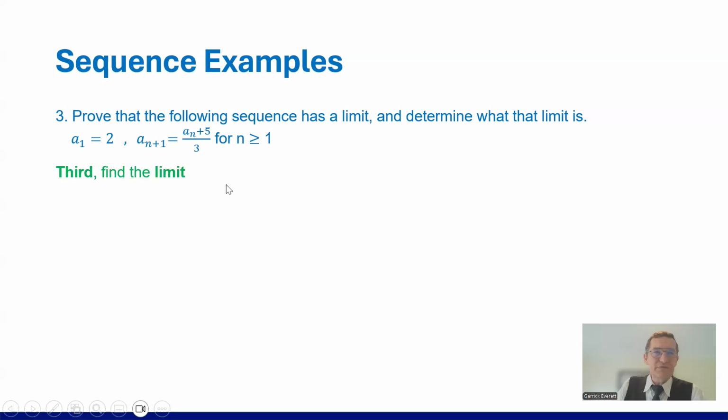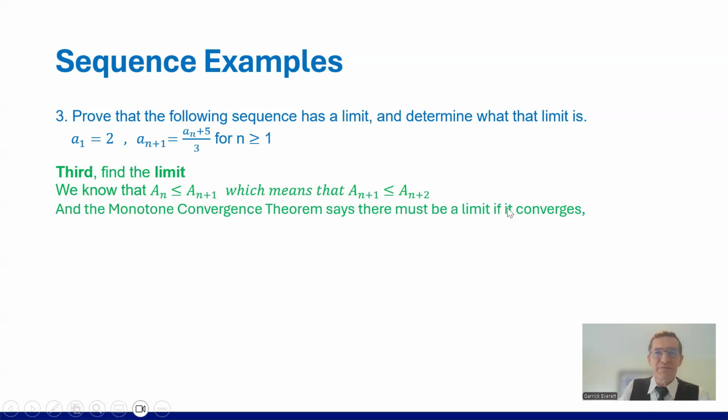Okay, third and last of all, so these are the 3 steps. Third, we find the limit. We know that AN, because we've just shown that AN is less than or equal to AN plus 1. So that means that AN plus 1 is less than or equal to AN plus 2. So once we've shown it's true for this, we know it's true for this. And the monotone convergence theorem says that there must be a limit if it converges. So we've shown that it converges by those two previous steps we just did. That proves it converges. So therefore, there must be a limit.